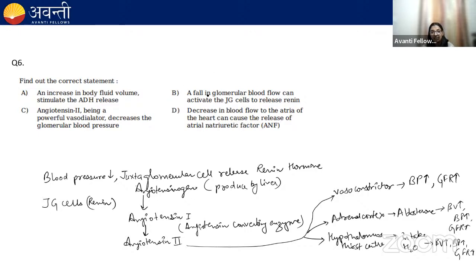So option B is saying that a fall in glomerular blood flow can activate the JG cells to release renin. That means it is absolutely correct. Because when the blood pressure is low, that means the glomerular blood flow is also low, because of which the juxtaglomerular cells release renin to increase the glomerular filtration rate.